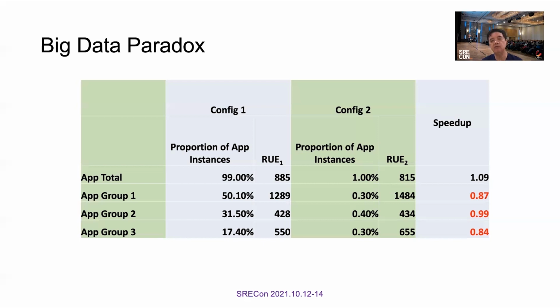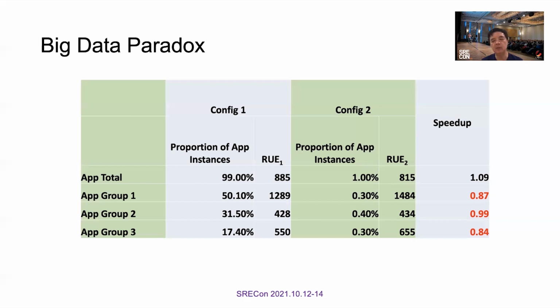Now we are seeing something very surprising. When you look at the total behavior of running all the applications, the speed up is 1.09. That is positive. We almost want to apply the change. However, when you divide the data into 3 different groups that all belong to the same app group, each of them shows a negative speed up. That means the performance gets worse within each category.